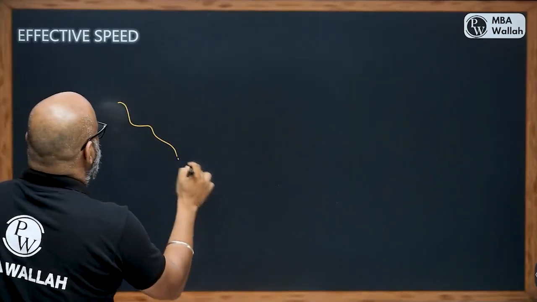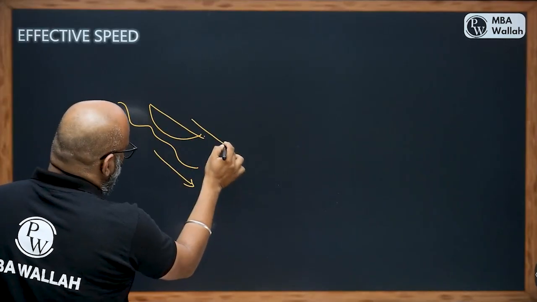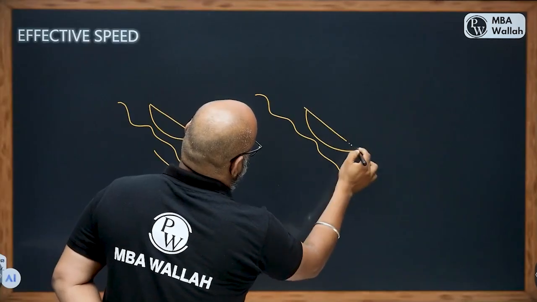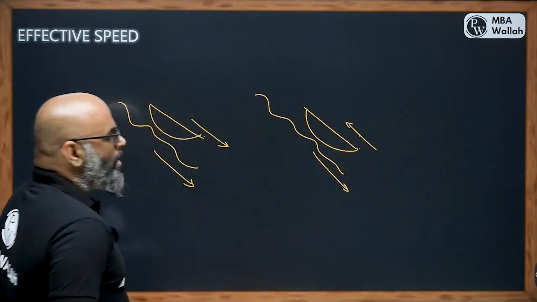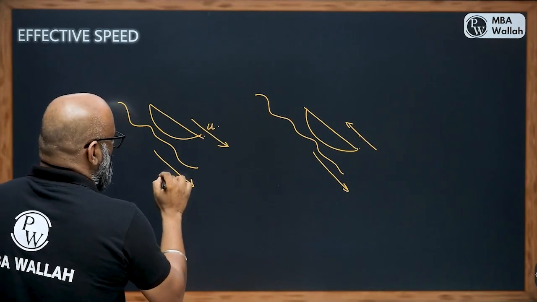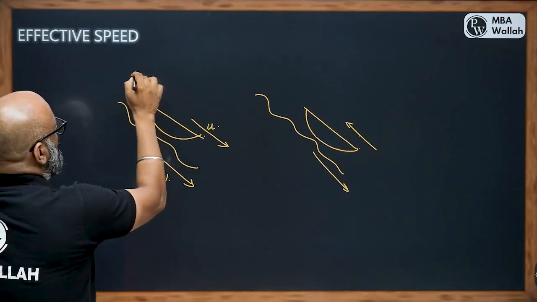One is where the water is going down and the boat is also going down, and the other is where the water is going down but the boat is going up. Now if I say the speed of the boat is u, the speed of the stream is v, and the distance that the boat covers is d.